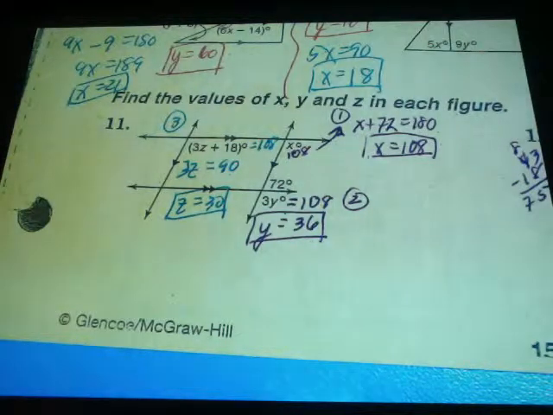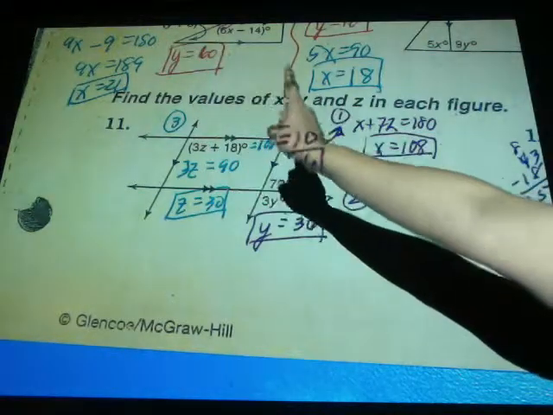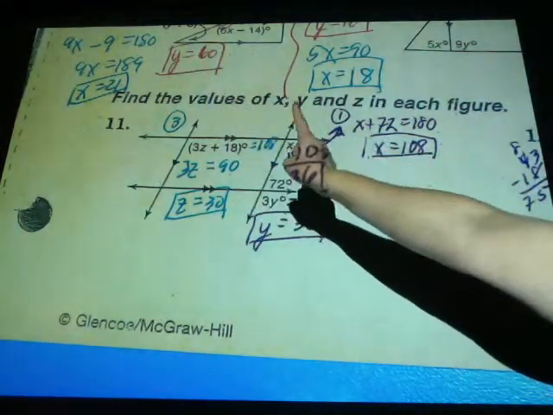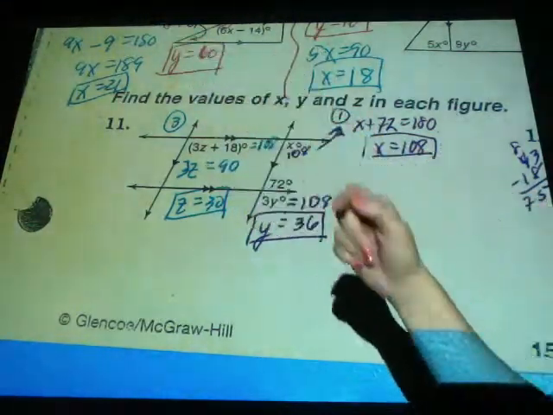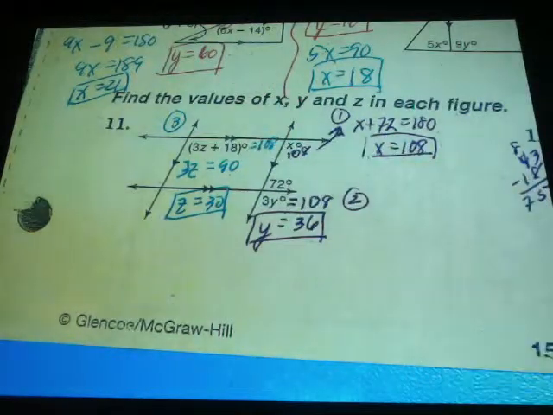And then these are also corresponding right here, because you've got two sets of parallel lines. So that means that 3z plus 18 was also 108. So if you subtract the 18, you get 90, and divide by 3, you get 30. Now you might have chosen to go a totally different route, and that's fine.